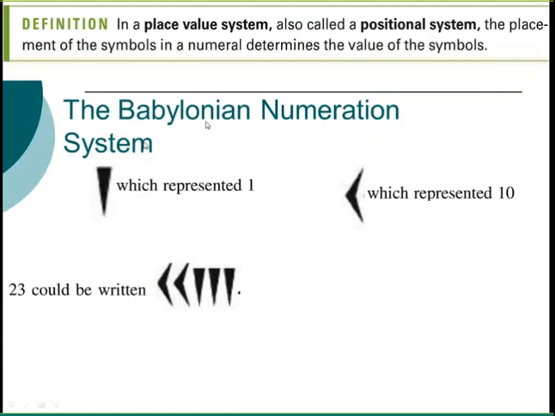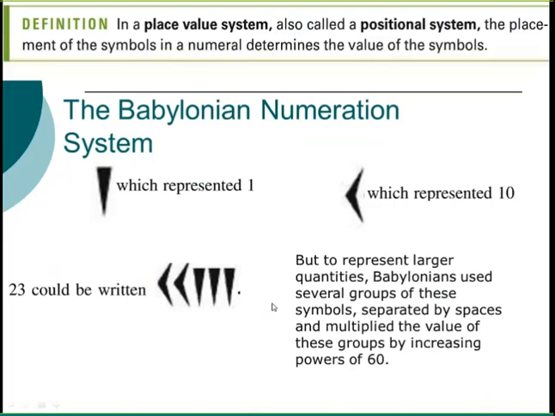And so the Babylonian system, they used only two basic marks. They've got this sharp triangle, which represented 1, and then this interesting other character, which represents 10. So for 23, what you would do is take 2 of these and put it next to 3 of these shapes, and you've got 20 and then 3.